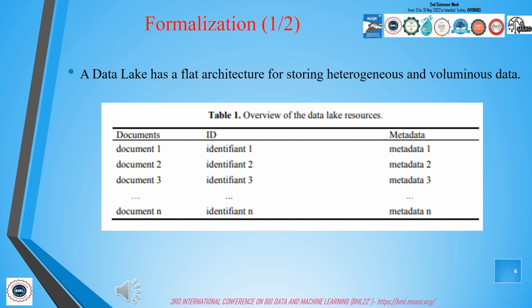Formalization of a data lake may be one of the important steps in the design of a data lake information system. In this context, the data lake is based on a flat architecture. It means that in the data ingestion layer, data is stored as is in its native format. As we can see in the table below, we show a global overview of data lake resources. In our data lake design, the data lake is composed of a set of documents, and each document is described by an identifier that represents the original path of the data source, and a set of metadata, that means description data, also known as data about data.